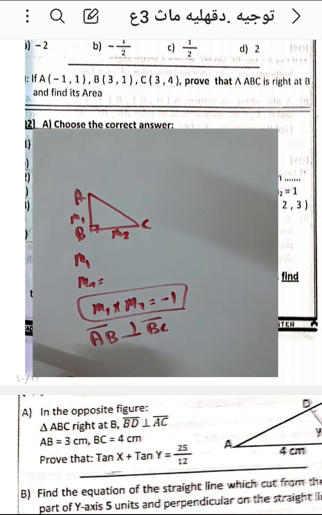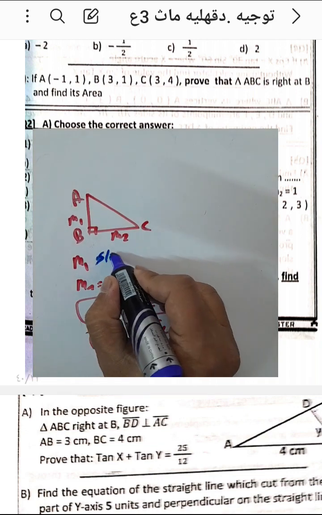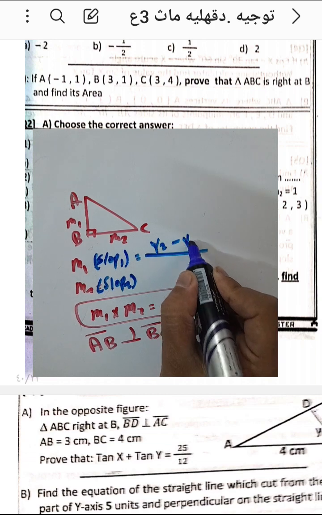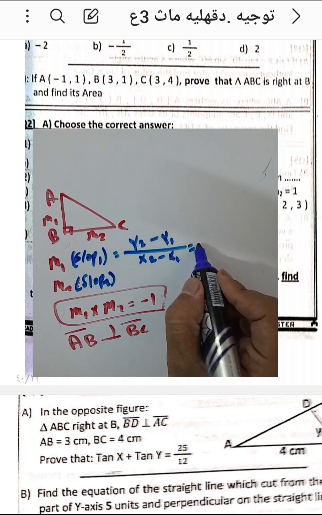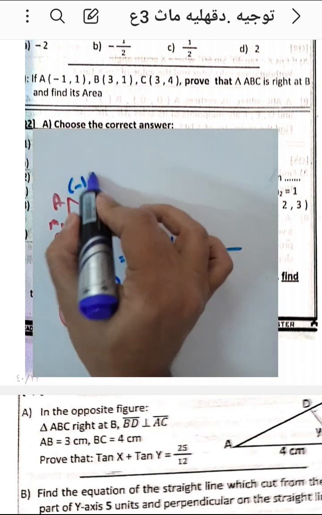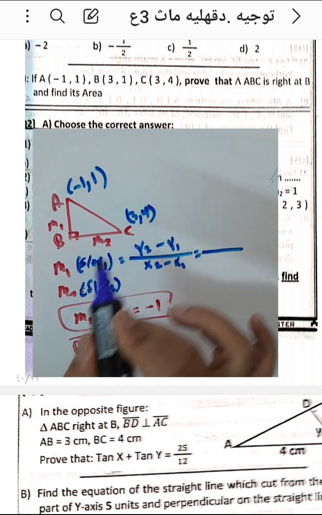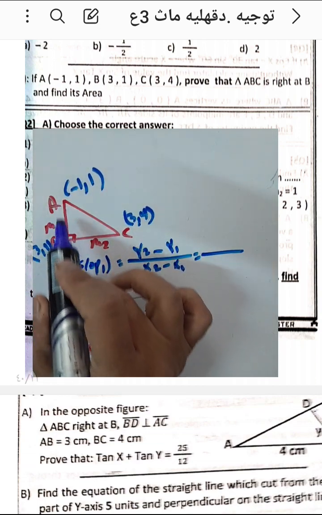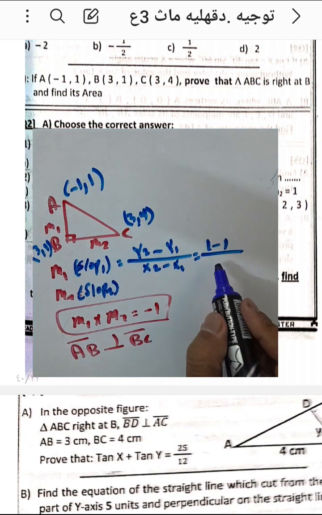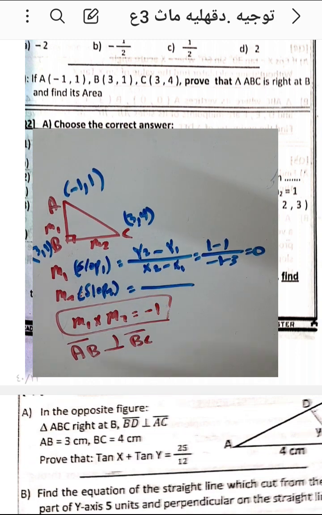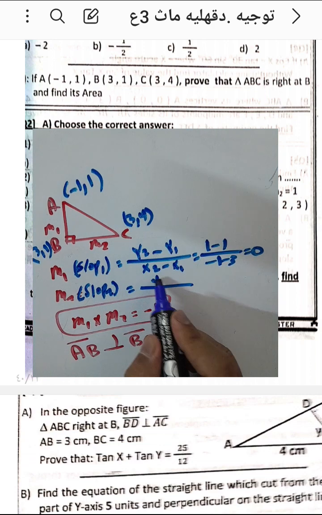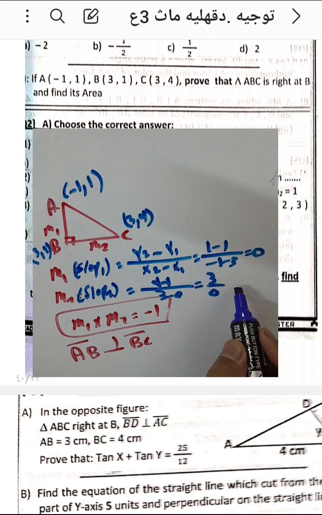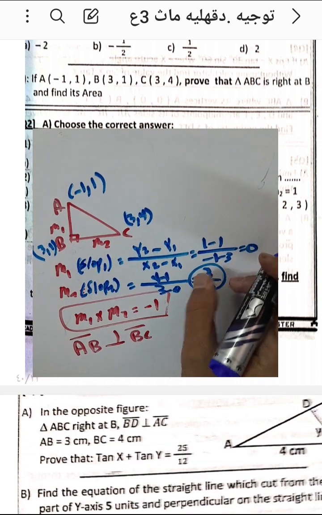I'm going to find the M1 here reverse to slope 1. The slope 1, okay, and M2 slope 2. And we know the slope equal Y2 minus Y1 over X2 minus X1. And then we have A equal negative 1 and 1, and C equal 3 and 4, and B equal 3 and 1. Y2 minus Y1 about M1 here, okay, right 1 minus 1 over negative 1 minus 3. The result will be 0, and the slope 2, M2 here, B and C, 4 minus 1 over 3 minus 3. Okay, it will be 3 over 0. It's meaning undefined.